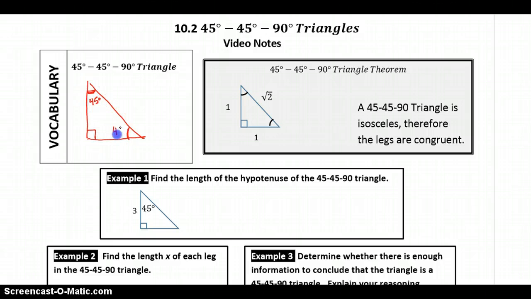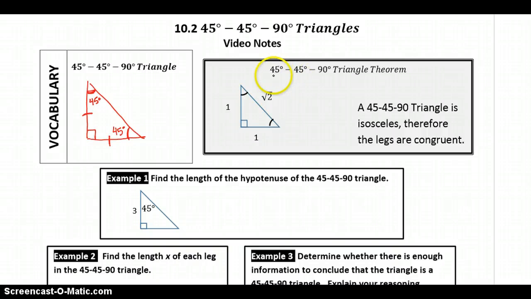Since both of these two angles are exactly the same, and the other angle is a right angle, this is an isosceles triangle, and therefore the legs are also the same. So the two shorter legs and the two angles are both congruent. The ratio of the lengths of the sides in a 45, 45, 90 triangle will always be the same.